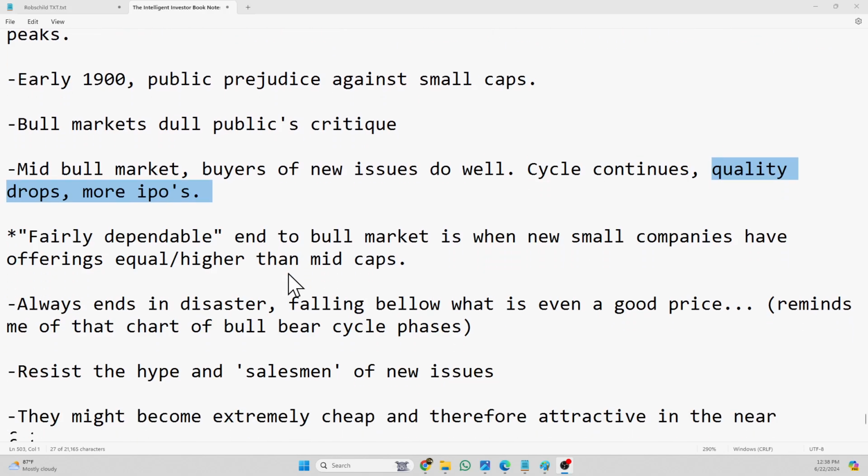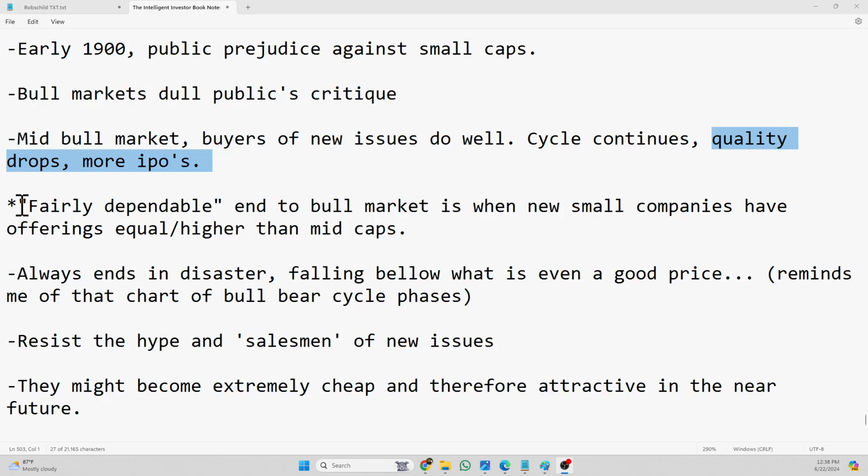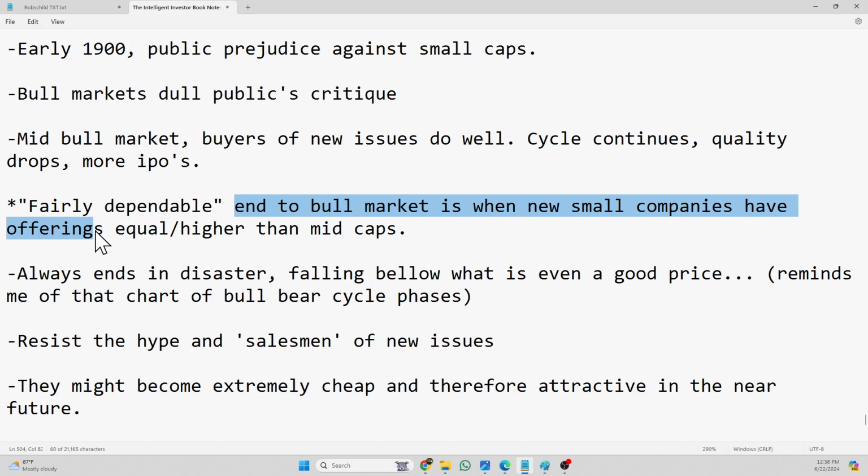Anyway, back to the chapter. I think you get the point of how this sort of works. All right, so I have one star point here: it's fairly dependable that the end to bull markets is when new small companies have offerings equal or higher than mid caps. So if you can compare, basically, I guess the easiest way to do that would be looking at the market cap of companies that are making only a little bit of money versus a mid cap. They're making a little more money, but the value of the small caps is equal to the mid caps because people are buying them up, and that's the end of the bull market.